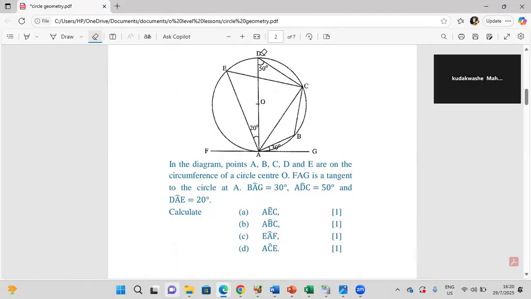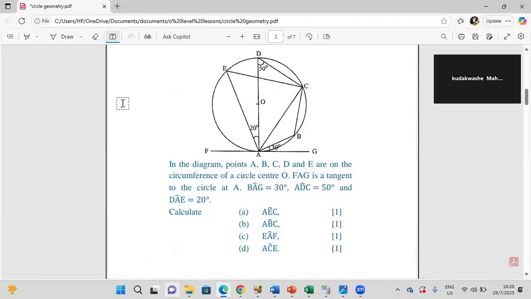Then FAG is a tangent to the circle. Where is FAG? FAG, that's our tangent. I think that one is clear. So FAG is our tangent. Then BAG is 30, so we're given that.